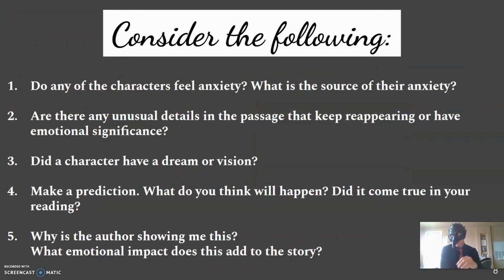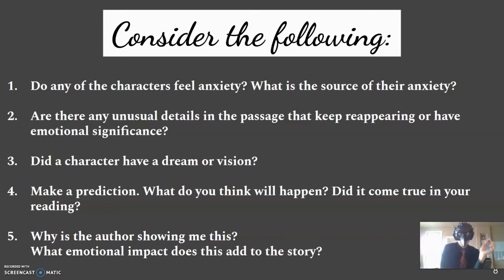So when you are trying to recognize if there is foreshadowing in a certain chapter, you go through a 5-step process, okay? The first one is testing to see if you're dealing with apprehension. Do any of the characters feel anxiety? What's the source of their anxiety? The second one is if you're dealing with some sort of omen. Are there any unusual details in the passage that keep reappearing or have emotional significance? The third one tests to see if you're dealing with a premonition. Did a character have a dream or a vision?